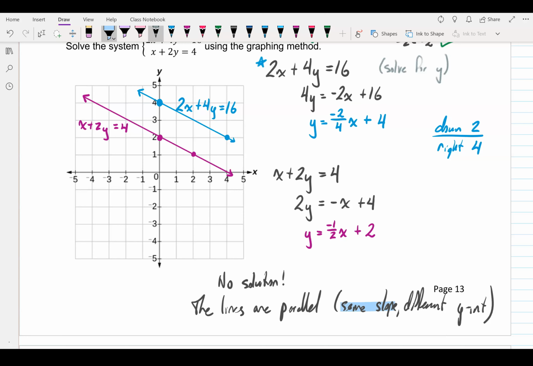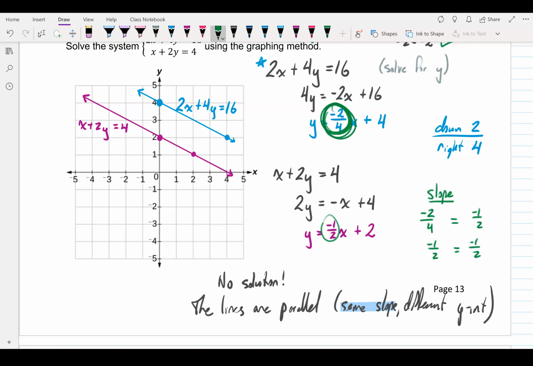How do I know they have the same slope? Well, I can just double check it here. I can show you. Let's just take a look at the slope. Here, negative 2 over 4. Here, negative 1 over 2. If we simplify the first one, dividing everything by 2, we see that negative 1 over 2 is the next one. These are the same.